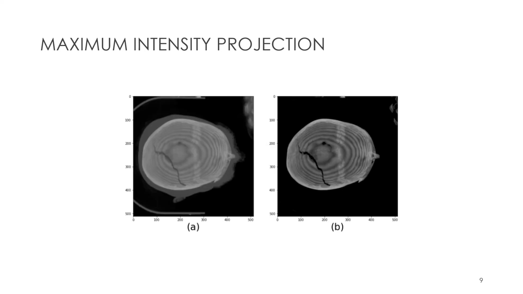So the figure here shows the MIP images with 5 mm of slab thickness without and with windowing. The left one is without thresholding, and the right one is done after applying the thresholding. We can see that the fracture is clearly visible from the starting to end in the right part.